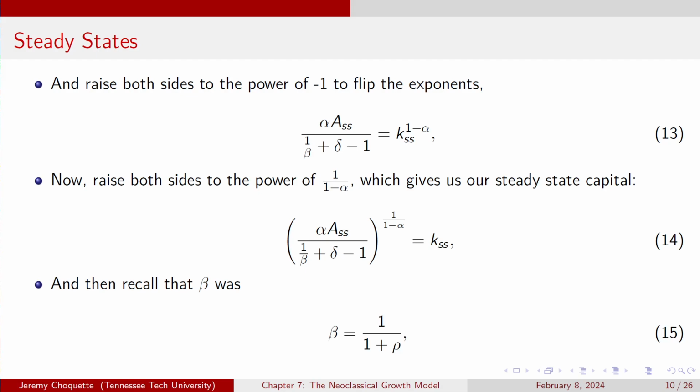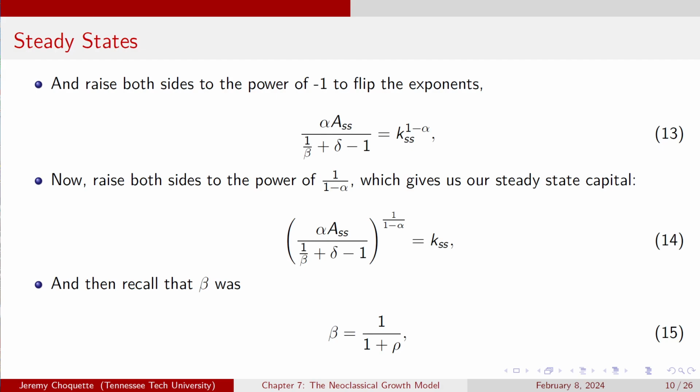Cool. Beta is equal to 1 over 1 plus rho. Now, beta is a measure of how patient we are. It tells us how much we value the next period relative to this period. So if beta is 0.95, the next period is 95% as important to us as today is. So if beta goes up, that's a good thing. We're getting more patient, right?